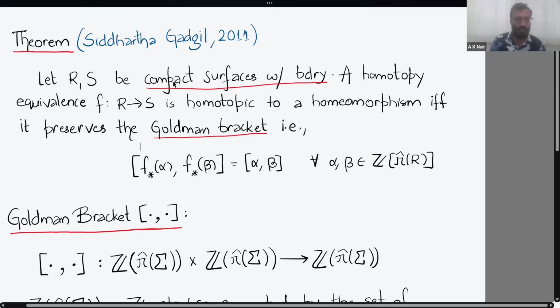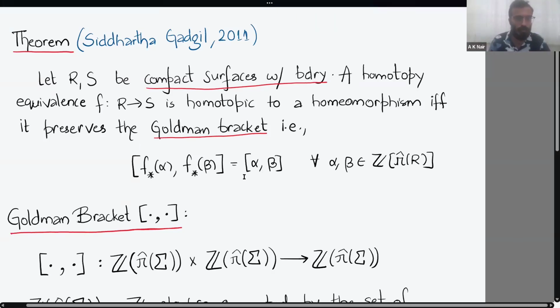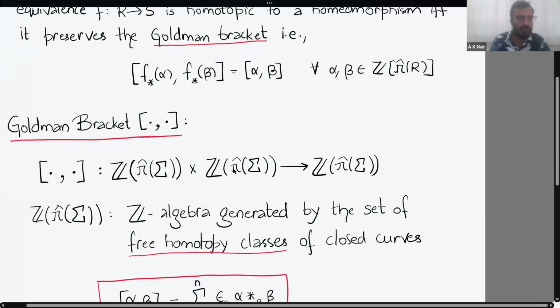This is a theorem by Siddhartha Gadgil: a homotopy equivalence between two compact surfaces with boundary is homotopic to a homeomorphism if and only if it preserves the Goldman bracket. There is this algebraic object called the Goldman bracket, and if your homotopy equivalence preserves it, then you can say that it is homotopic to a homeomorphism. Now let's see what the Goldman bracket is.